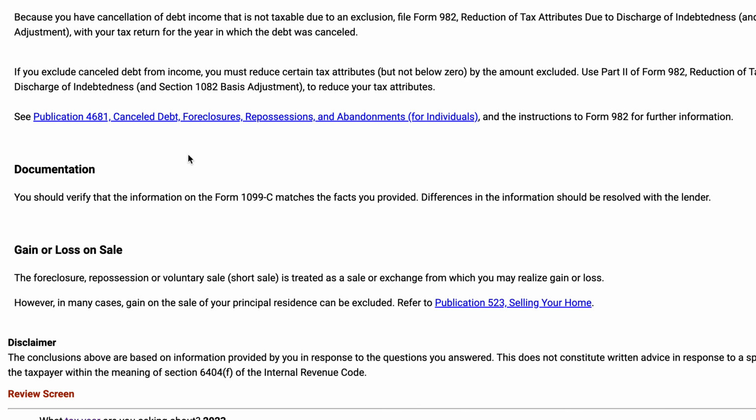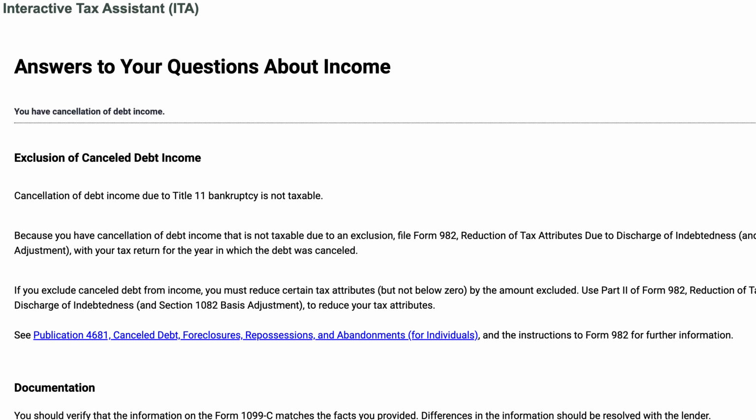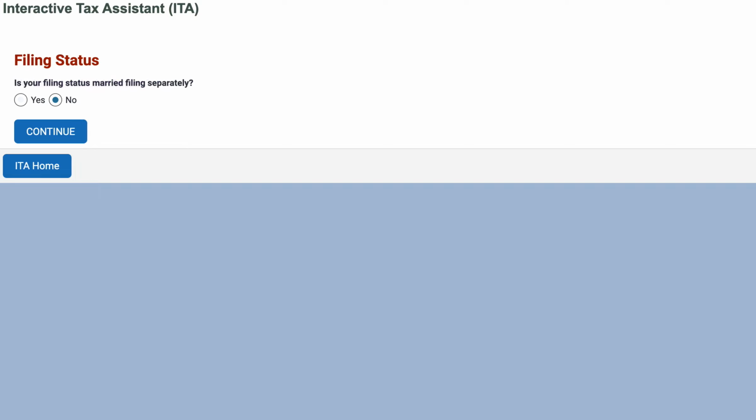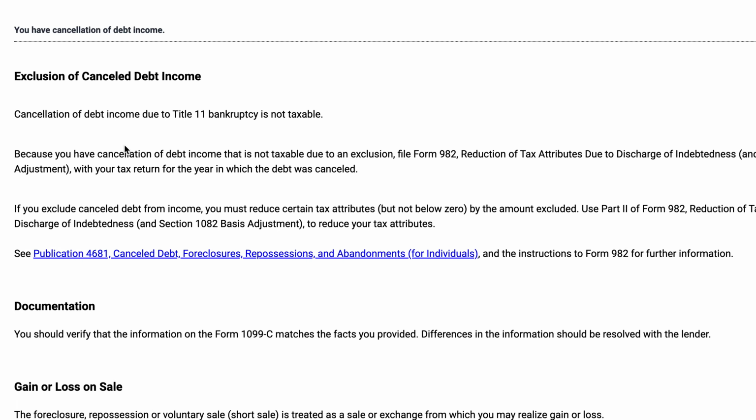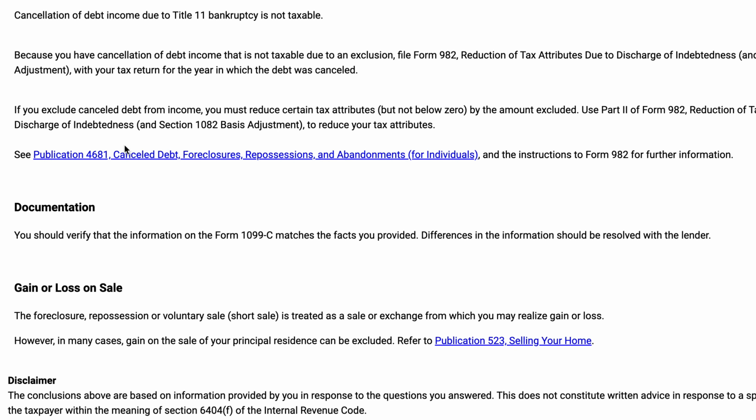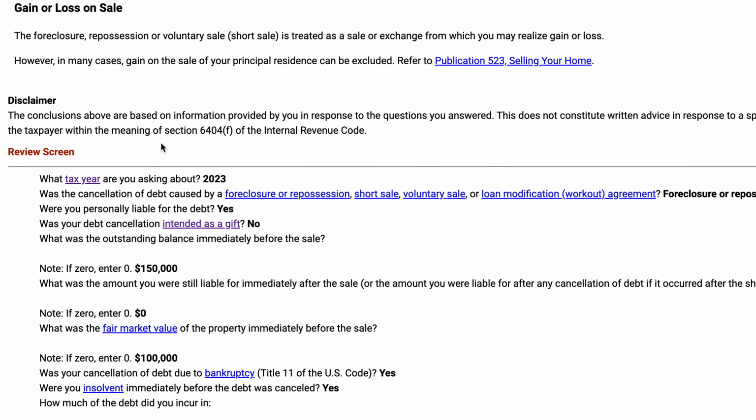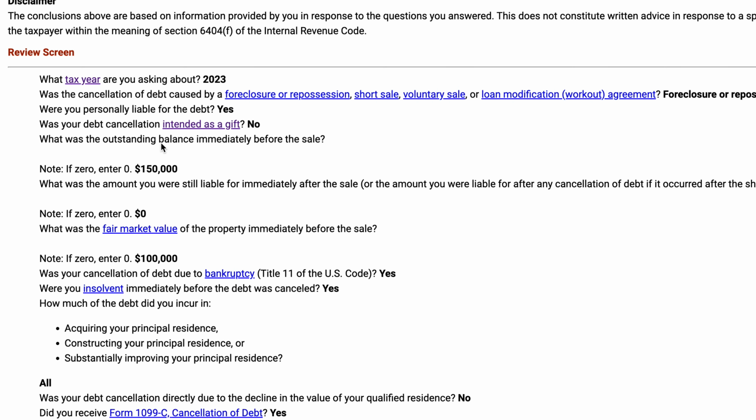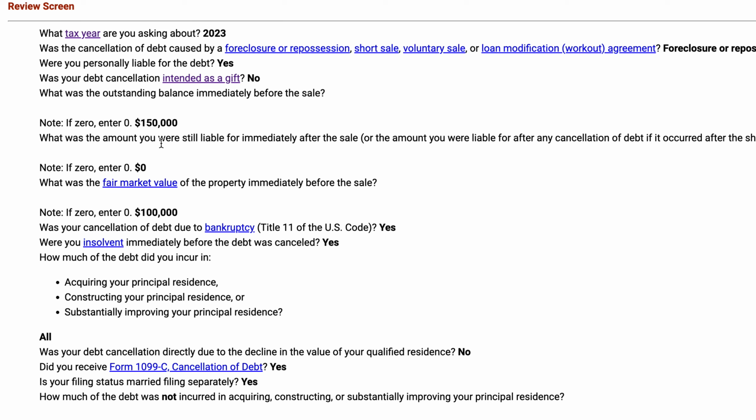So let's go back. The only answer I'm going to change is your married filing separately status. So in this case, I don't know that it will make much of a difference. But in some instances, there are tax benefits that you cannot claim if you are a married couple filing a separate tax return. So the last thing that I want to point out, I'll stop going through scenarios because we can do this forever. But what I wanted to do is take a brief look at the review screen.